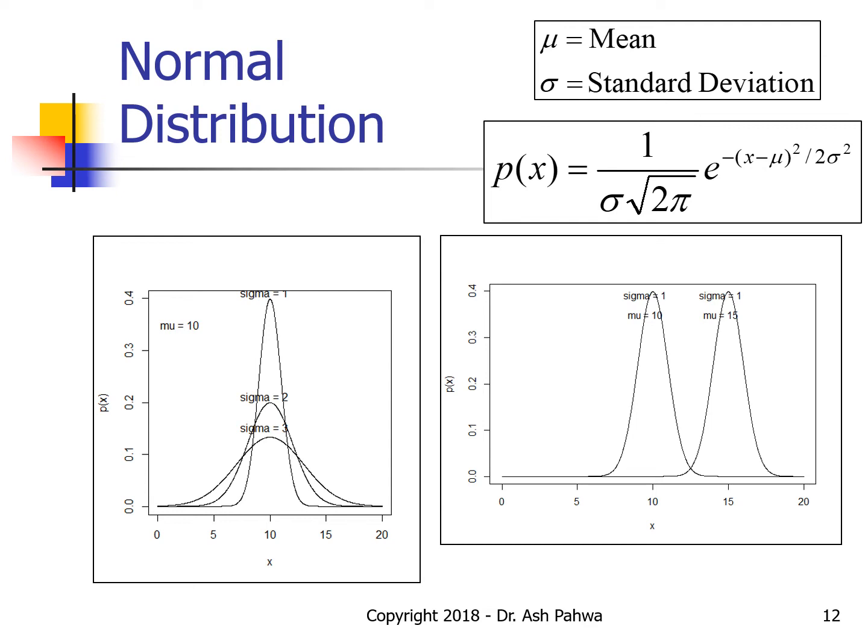Now, if we increase the mean from 10 to 15, we will see on the right hand side that our distribution basically gets shifted. So on the left hand side, we see the mu is 10, and on the right hand side, we see the mu is 15. This normal distribution graph is being represented by this formula, and with it, we can graph the normal distribution.